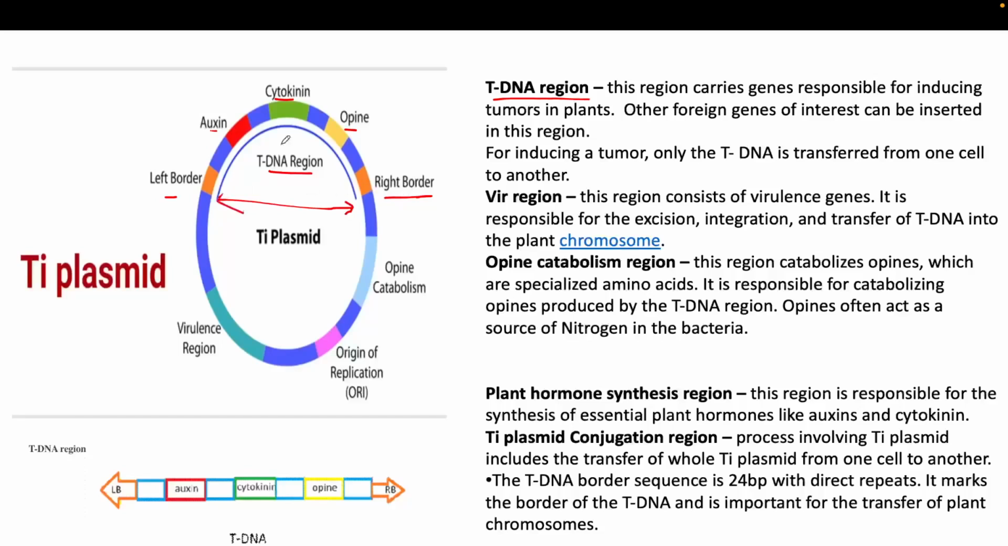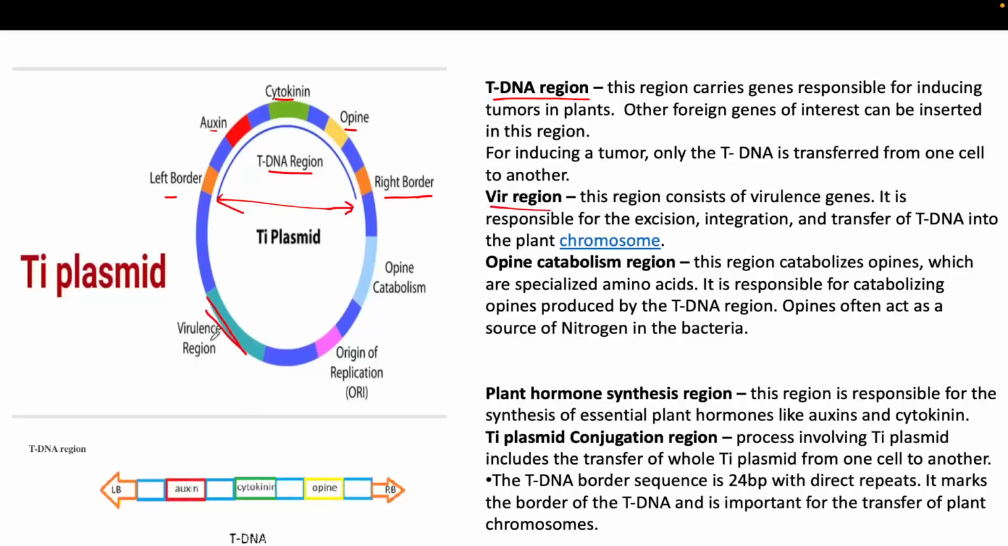Okay, and by modifying this particular plasmid, for our benefit, we can transfer our target gene to the plant cell to develop the modified plant. So the second region is the vir region, or we can say this is the virulence region of the Ti plasmid.